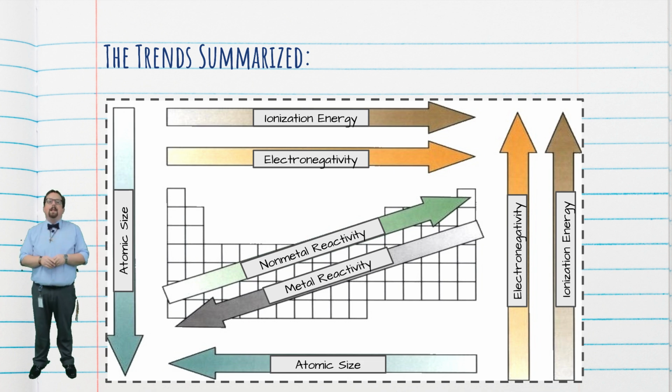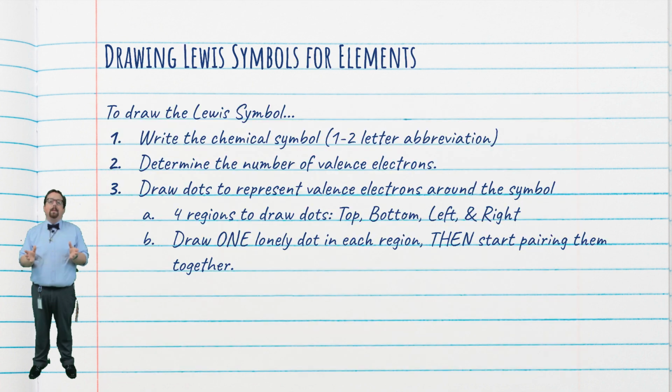Last but not least, let's talk about Lewis symbols. A Lewis symbol is simply the chemical symbol of an element with dots around it that represent its valence electrons. You have a chart of Lewis symbols of the representative elements to glue into your notebook. But in case you ever need to draw one, here's how you do it. Write down the chemical symbol, figure out the number of valence electrons that element has, then draw dots to represent those electrons in the 4 regions, up, down, left, and right, around the symbol. Put the dots, one in each region, until you get to the 5th electron. Then you can start pairing those electrons up.